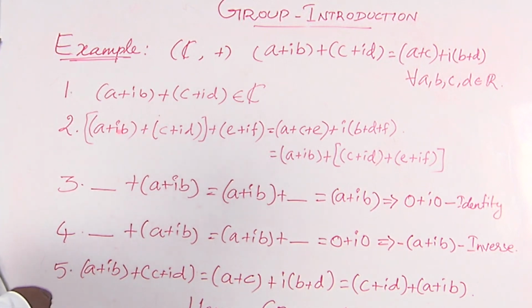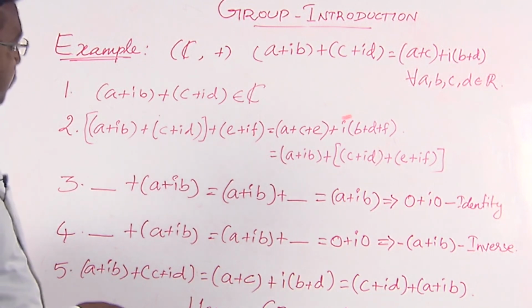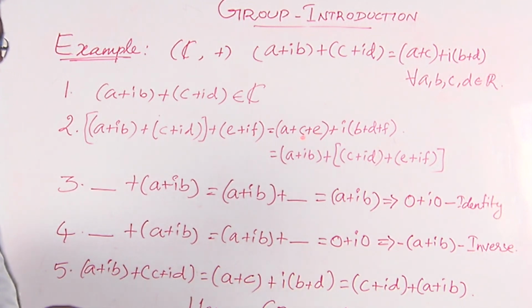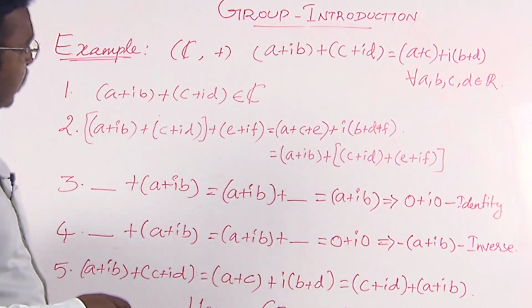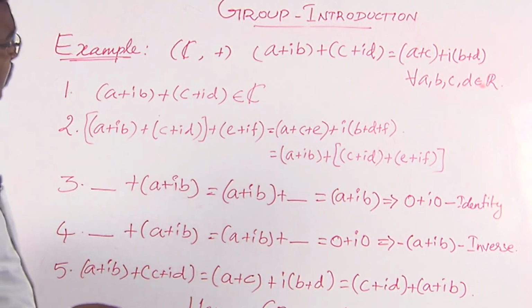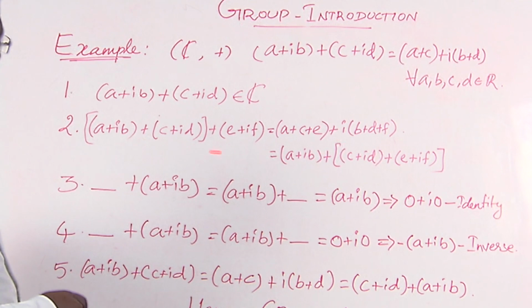Next, associativity. So, consider three complex numbers, a plus ib, c plus id, and e plus if. Now, we have to add these three. So, a plus c plus e is the real component, plus i times the imaginary component b plus d plus f. It can be written as a plus ib plus the sum of c plus id and e plus if. Here the addition is associative in the case of real numbers, therefore this happens, and so the set of all complex numbers is associative.